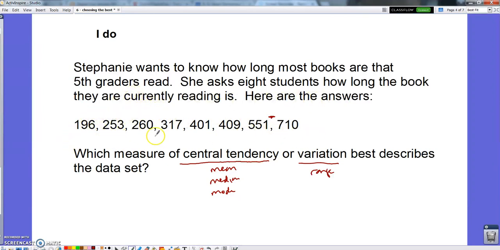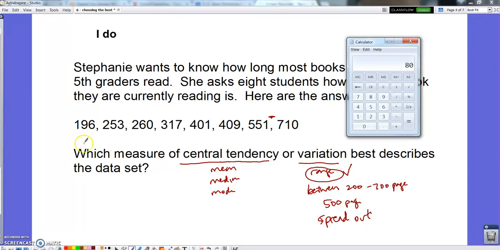And if you notice that, since they're pretty evenly spread out in the range, that makes range a pretty good answer. It would be a good thing to say, well, they're between about 200 and 700 pages, roughly. So there's a range of about 500 pages. That lets the person you're talking to know it's pretty spread out, which I think is true. So here I think range is a really good answer.